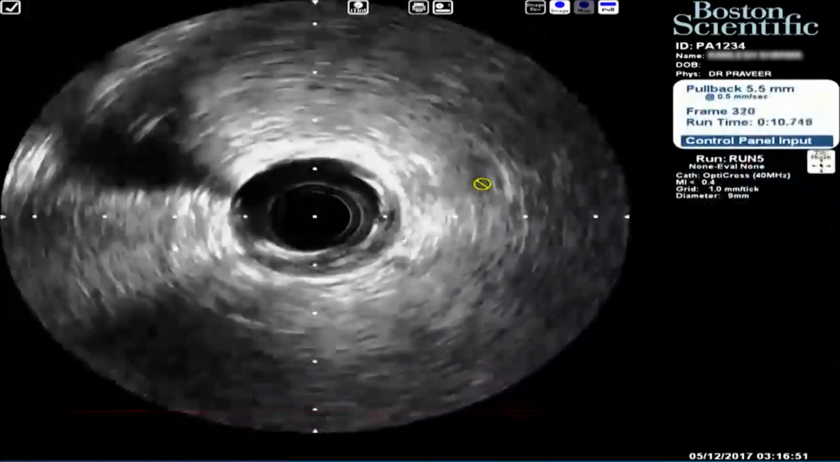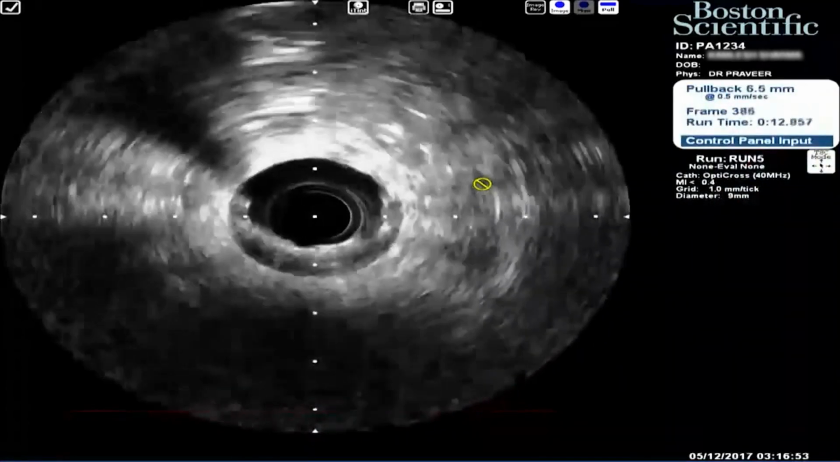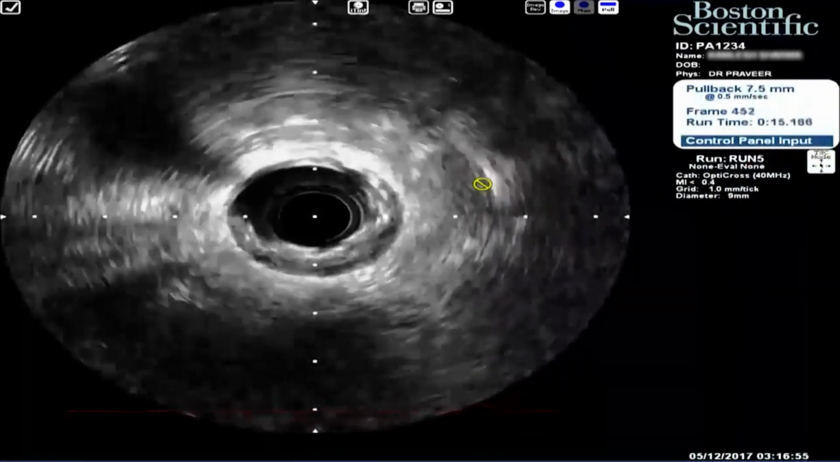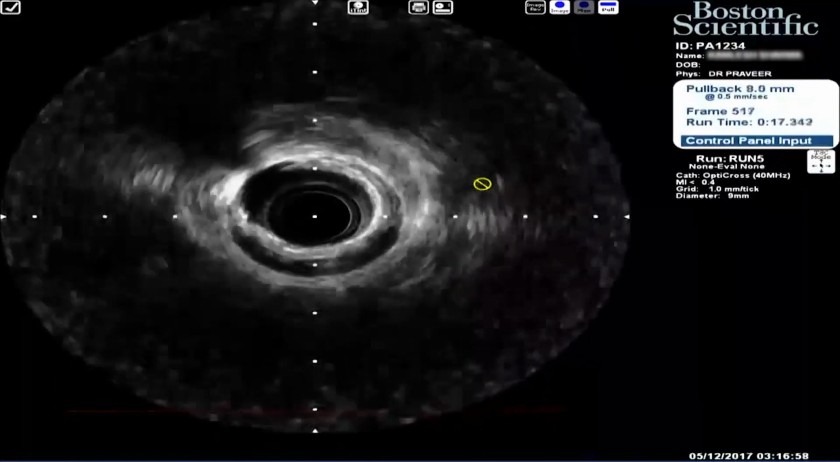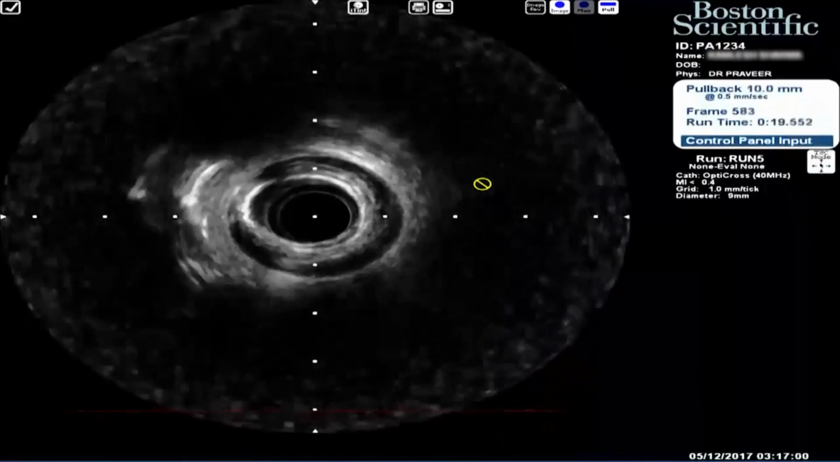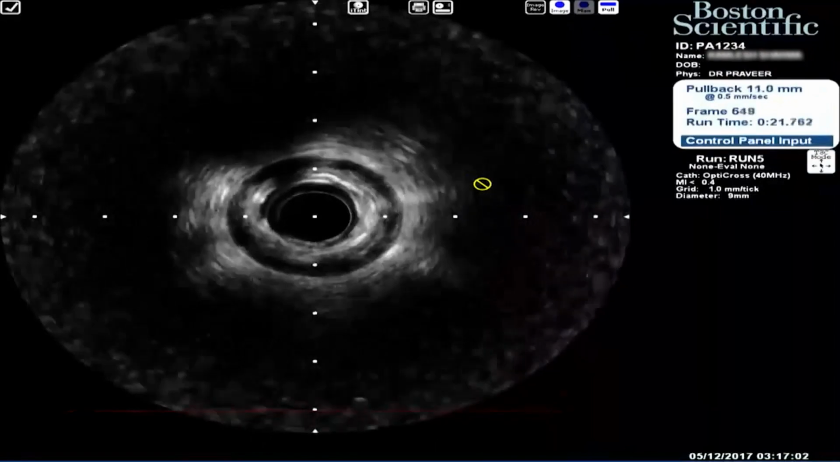Just have a look at the IVUS, please. And the ones that are not able to be expanded, we will sometimes, as a last resort, use laser. You see the same area of fibrosis still persisting.